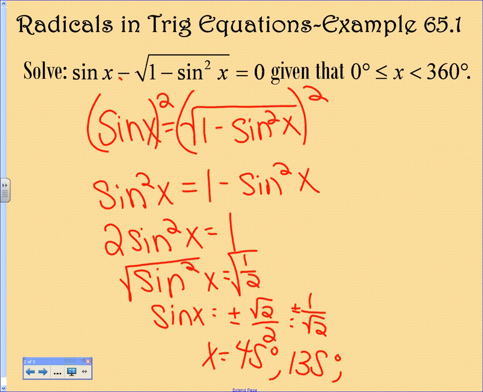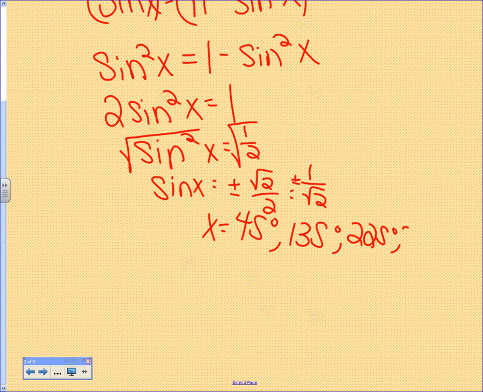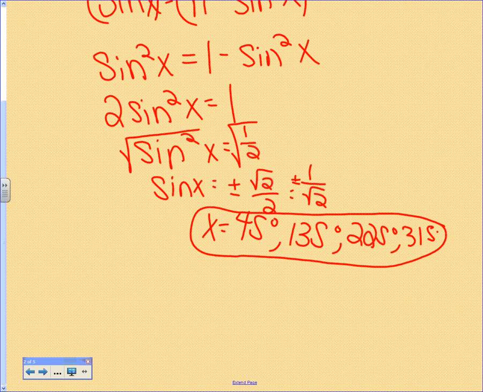What if it was a negative? 225? Yeah, 315 Ben. That's all of them. Yeah, because of the plus or minus. Yes. The positive 2 are the 45 and the 135, and the negative 2 are the 225 and the 315. Same answers as what we've gotten before, just a different way to get there.